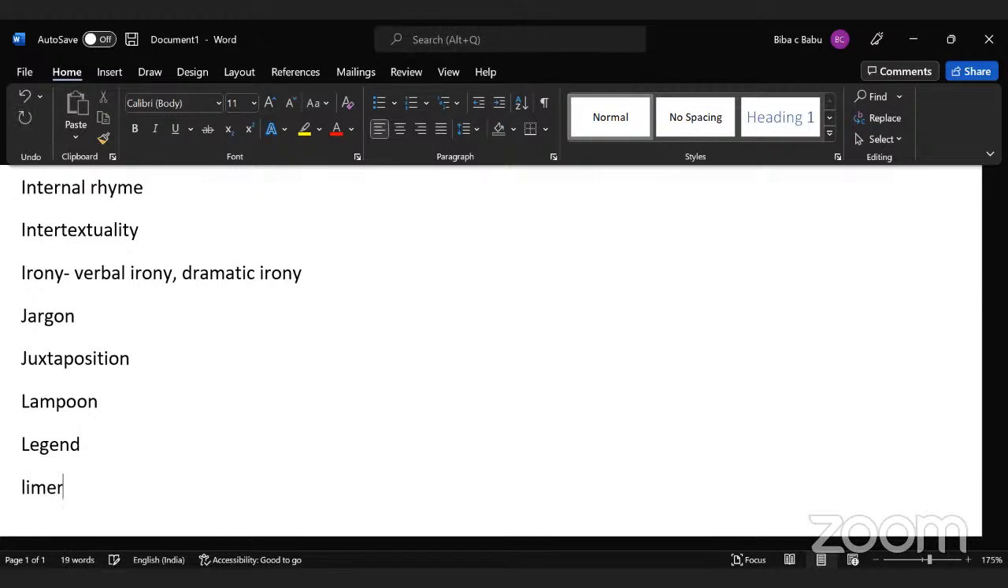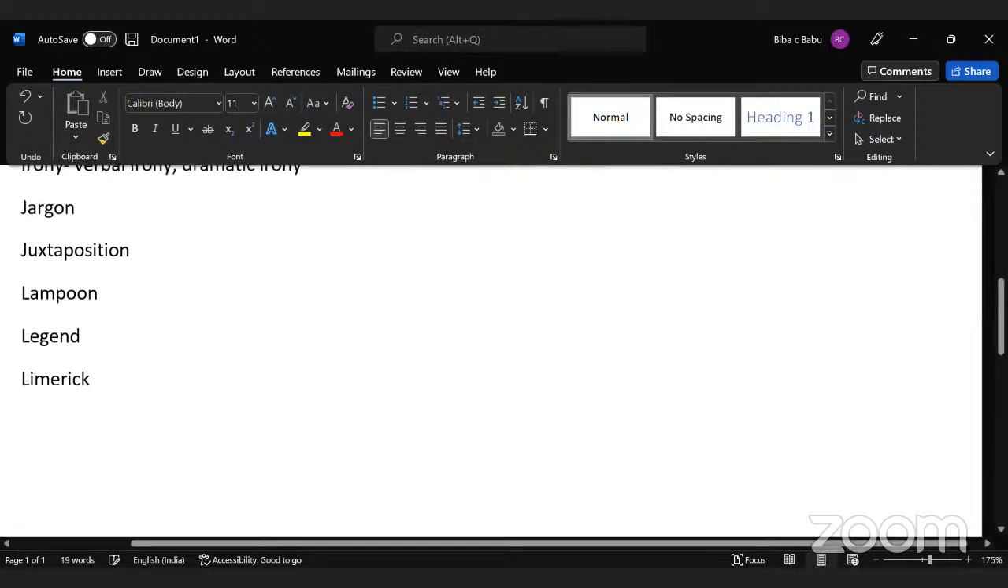Limerick. A limerick is a humorous 5-line poem, a comic 5-line poem. It is very humorous, comic, and nonsensical. It does not make any sense. It does not have any particular meaning. It's a comic thing. That is limerick. Nonsensical, yes.